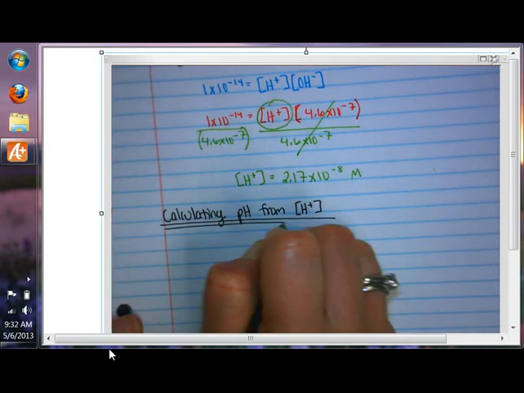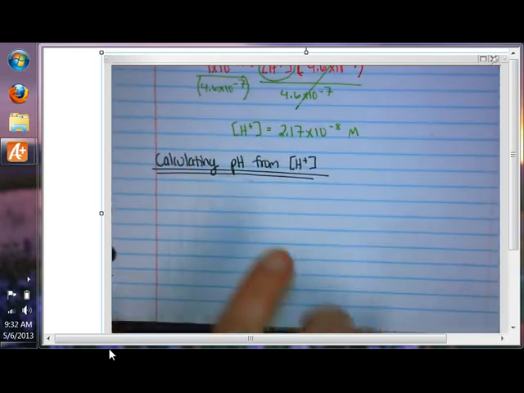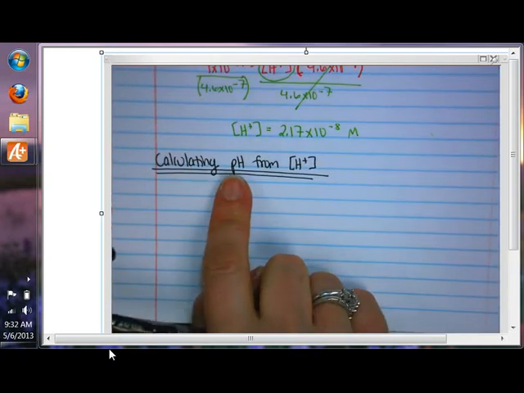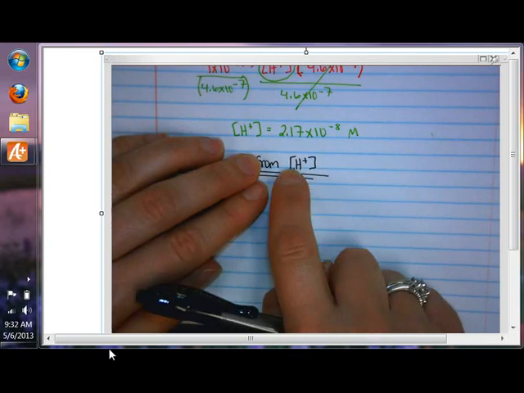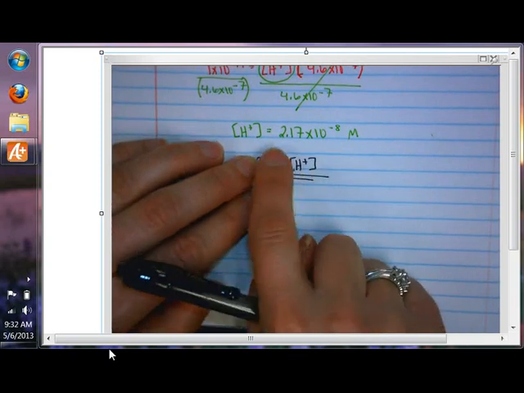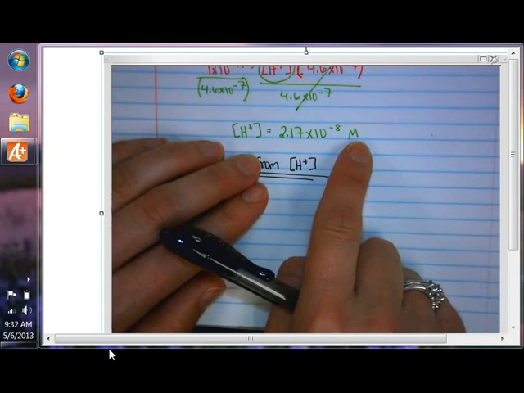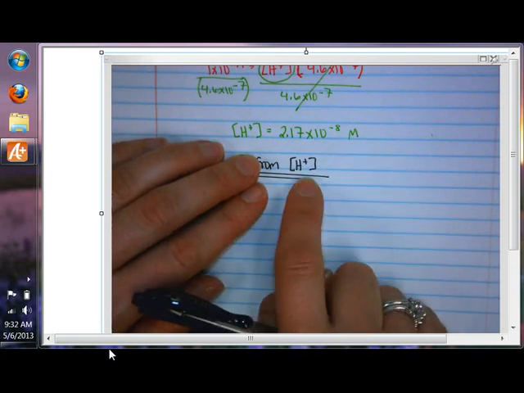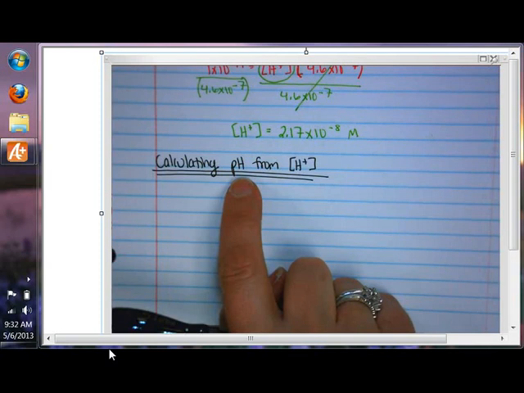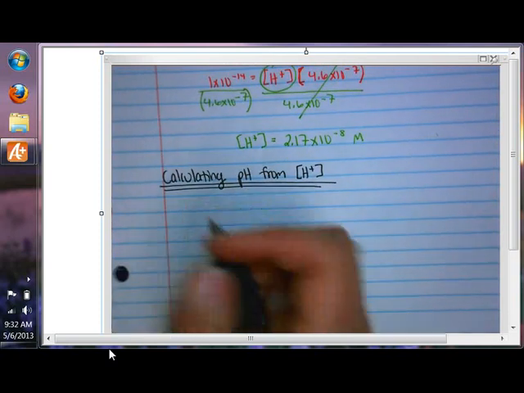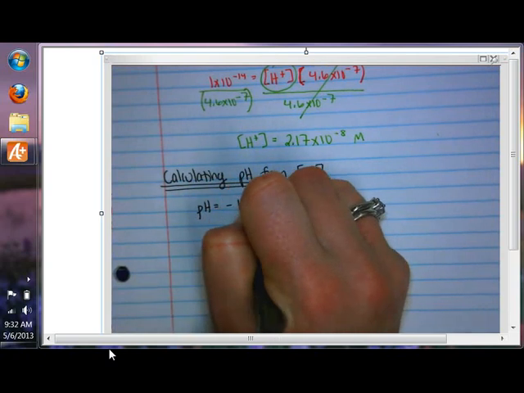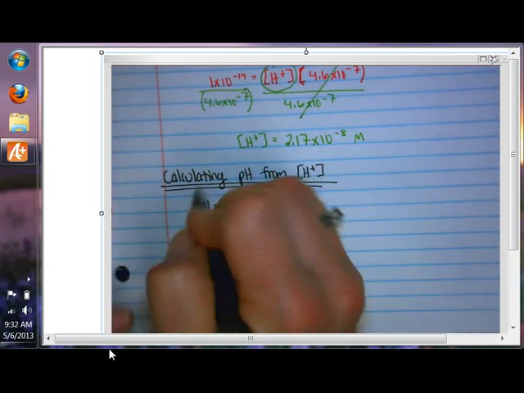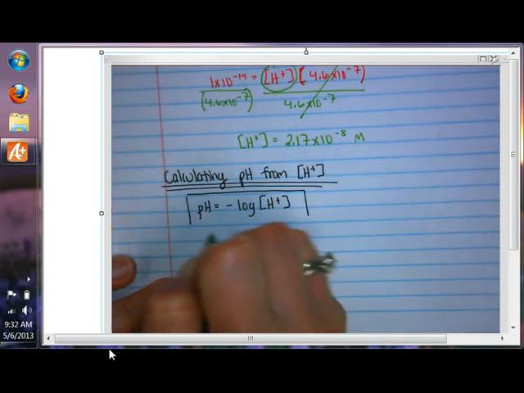So this idea of pH, we can actually find the pH if we know how strong the hydrogen ion concentration is. If we know the number, the molarity of hydrogen, we can get the pH from that. And there's this simple equation, and that is pH equals the negative log of H+. I'm going to box my equation. That way it sort of sticks out in my notes.